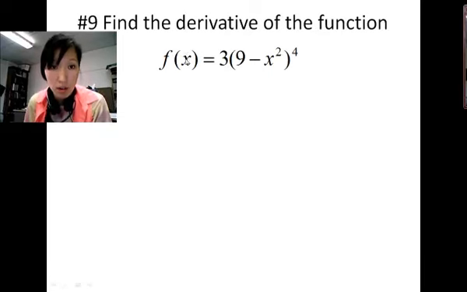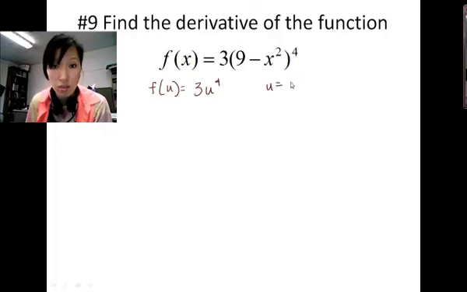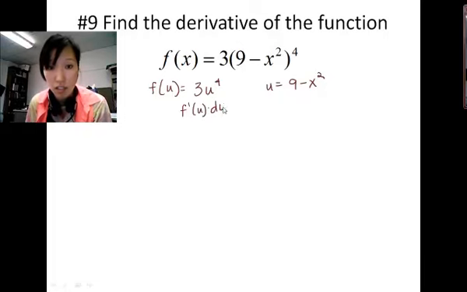Let's derive this. I'm going to go ahead and rewrite this as f of u is equal to 3 times u to the 4th, where u is equal to 9 minus x squared. So what I've just recognized is that I want to do f prime of u times du. So derive the outer function and then multiply that derivative of the inner back on. The easiest way of doing this is to take this piece by piece. f prime of u would be the same thing as deriving this with respect to u, 3u to the 4th.